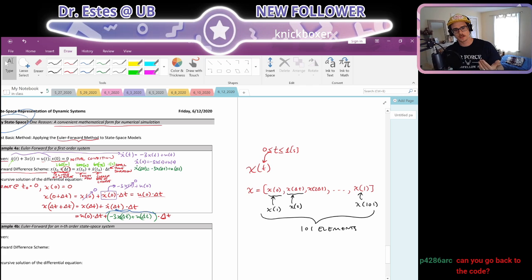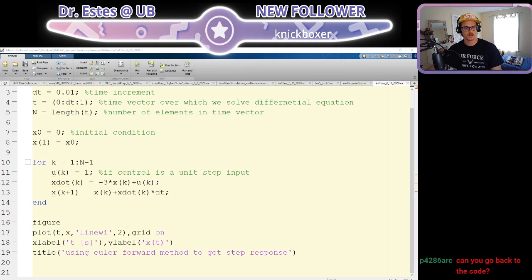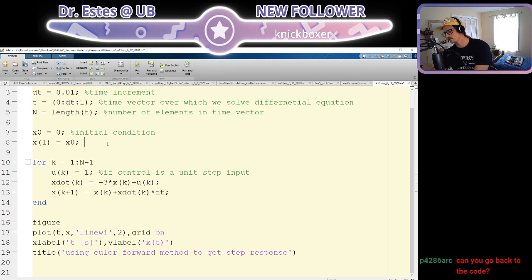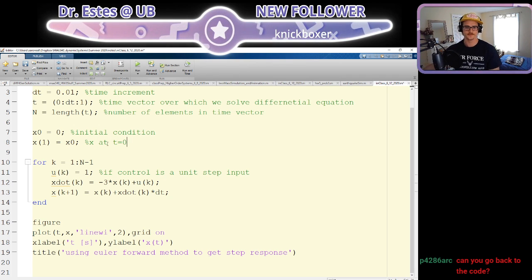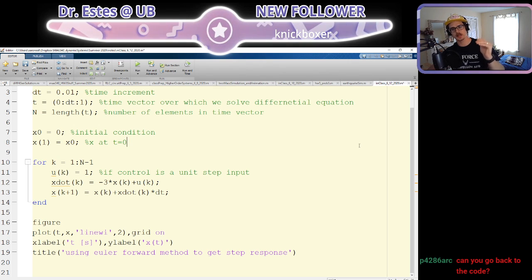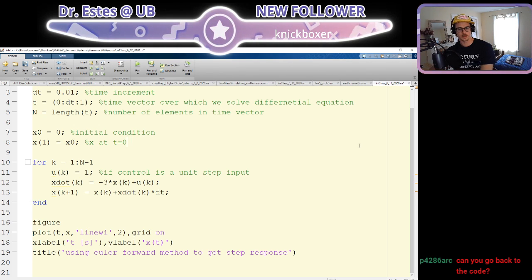But can you go back to the code? Yeah. X at t equals 0. This way of solving an equation where you do it iteratively, where each step builds on the previous step, that's what people mean when they say a numerical solution. This is how we solve a lot of equations in practice.